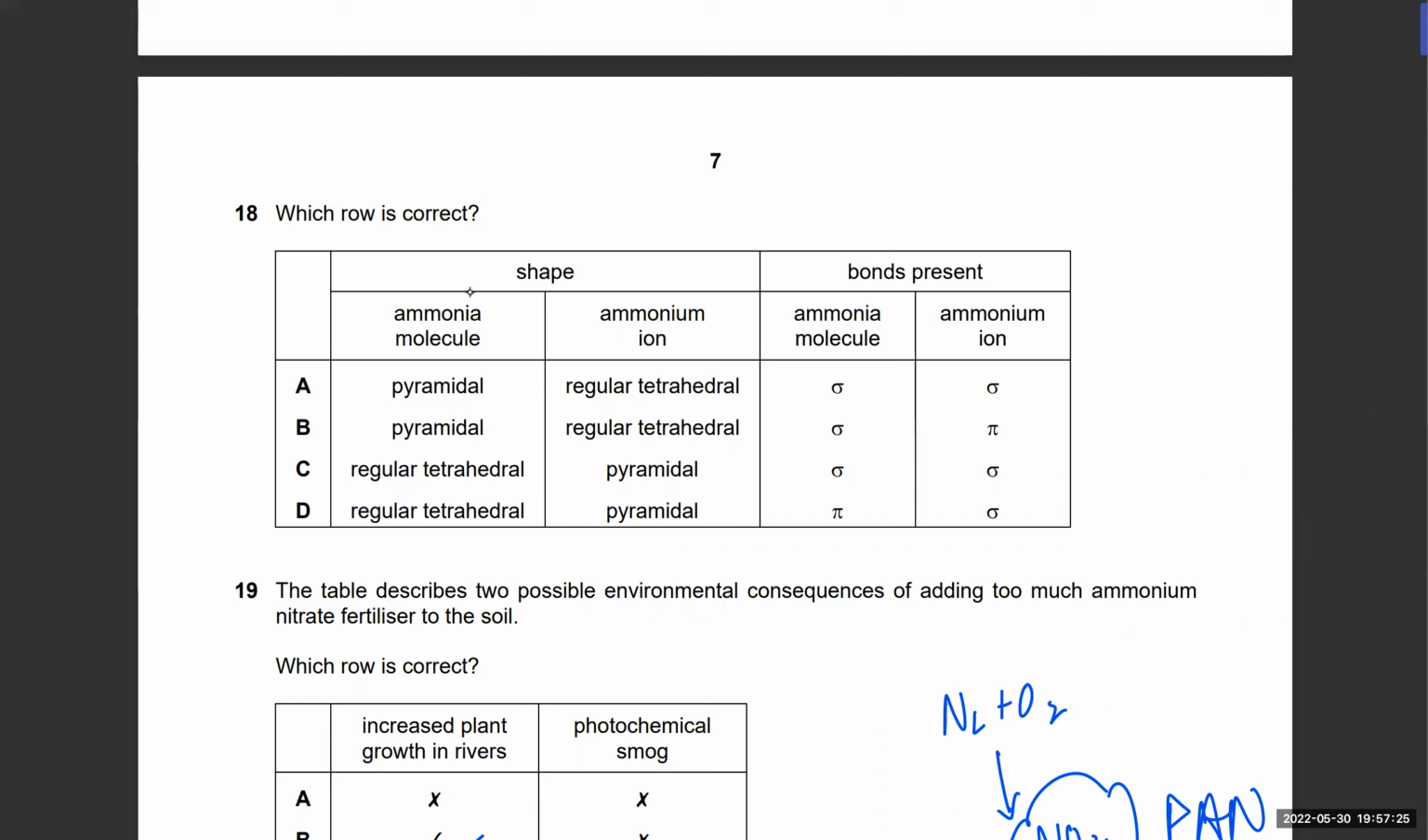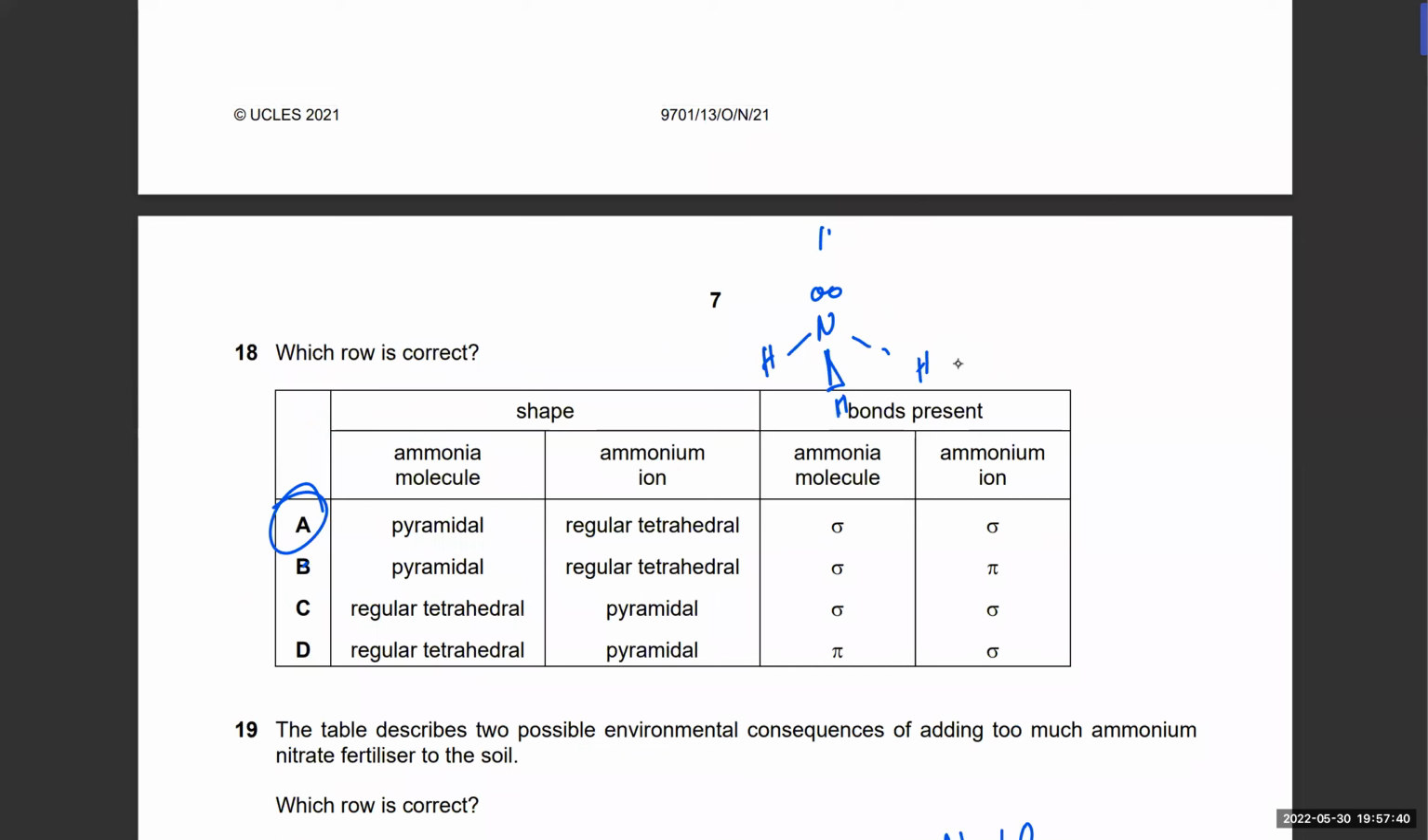Which row is correct? Ammonia is pyramidal, right? It's got a lone pair on top. The ammonium ion is tetrahedral. That's pyramidal and tetrahedral, and they all have sigma bonds because it's all single bonds, no double bonds in them. H+ gets added. That's another single bond, a dative bond.